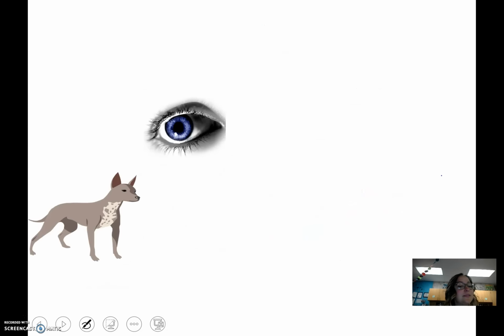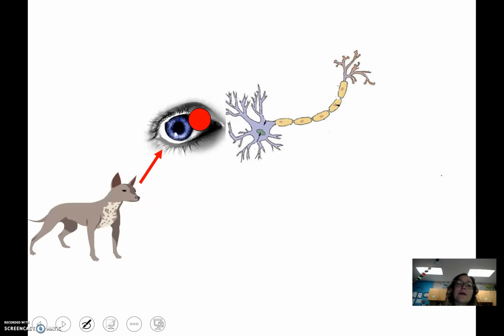Alrighty, so let's say you see a dog and that information needs to go to your brain. You're going to use a neuron. So the message, I'm going to show in the form of a red circle here. So it sends a message. You can see here I have the dendrites. They're the ones receiving the information. It travels down the axon and is released from the axon terminal.